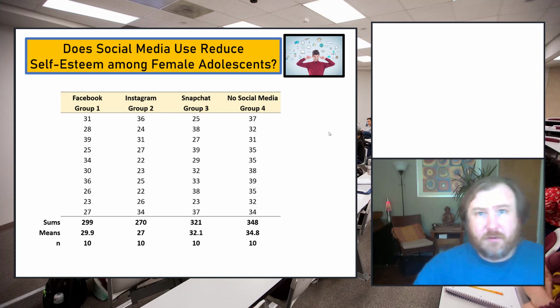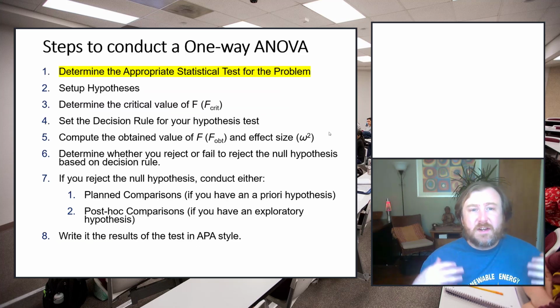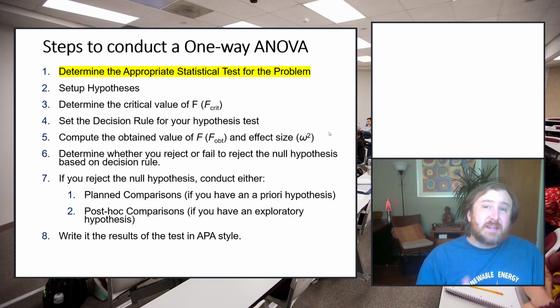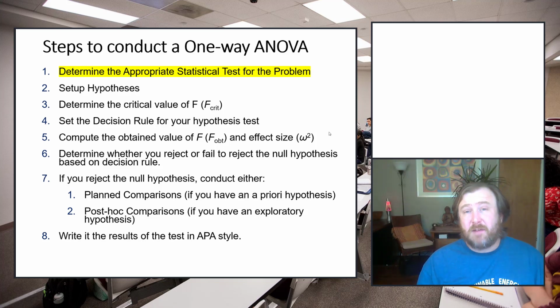Okay, so let's go through step by step how we are going to approach this problem. So we need to determine what the appropriate statistical test is. Now, in this case, we have an independent variable with 4 levels, right? 1 independent variable, you could say social media type, and we've got the Facebook level, the Instagram level, the Snapchat level, and the no social media level. And what we're measuring is an interval or ratio variable, which is self-esteem.